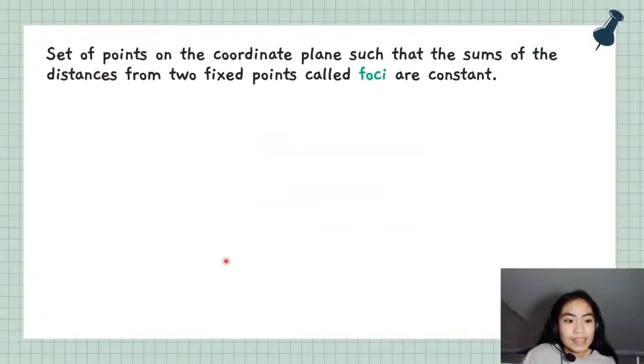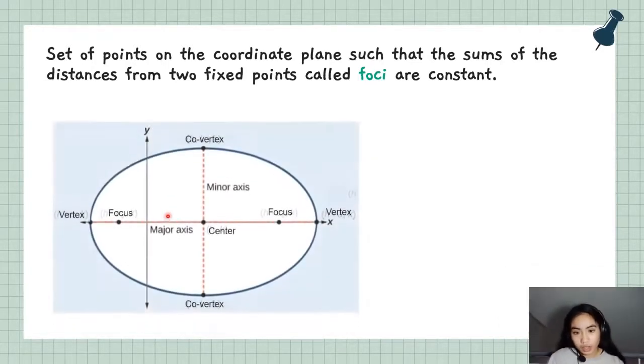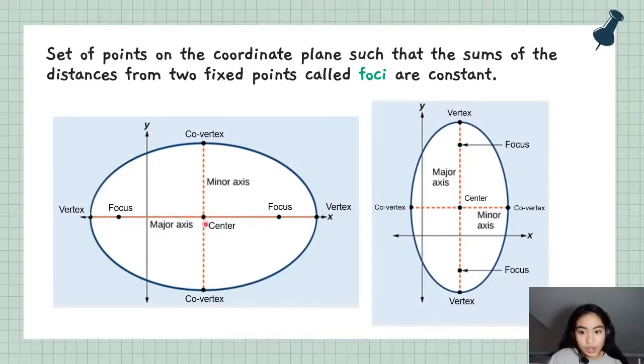So now let's talk about ellipse. An ellipse is a set of points on the coordinate plane such that the sum of the distances from two fixed points called foci is constant. So we have here the center, which serves as the reference of our ellipse, and it is located at coordinate (h, k).